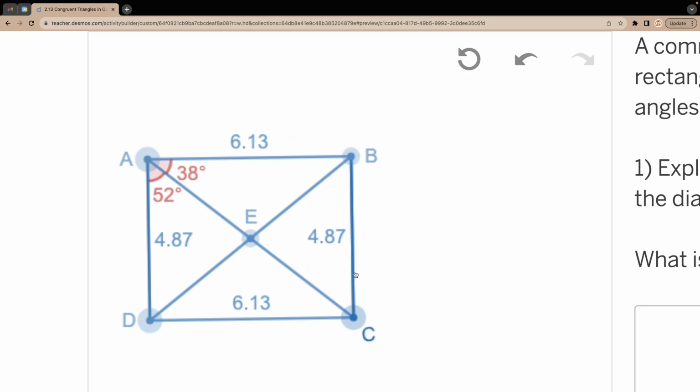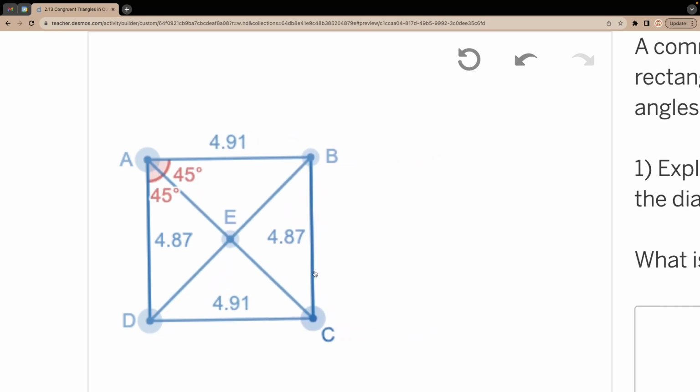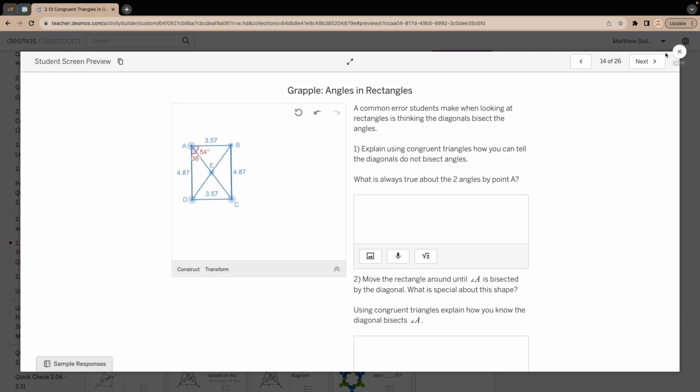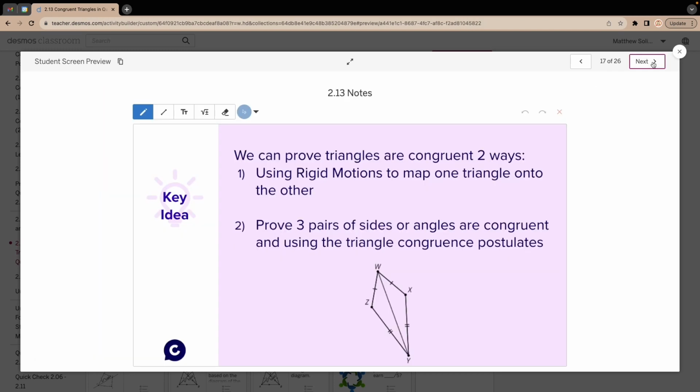The only time the angle is cut in half, when it would be exactly in half, this would be a square. All the sides are 4.8. Desmos just rounds to the hundredths, so it's really 4.8. So the only time that angle is going to be cut in half is if the shape is a square. So rectangle, it's not cut in half. Square, now it's cut in half. So just one thing to notice. See, now it's not a square anymore, not cut in half. All right, so that's what we did in the beginning of class there.